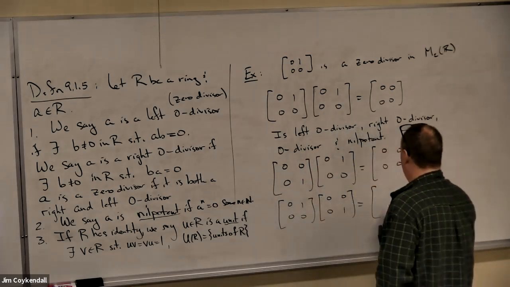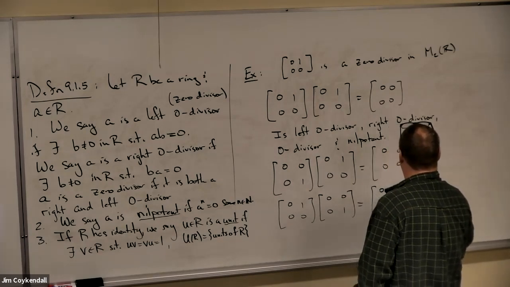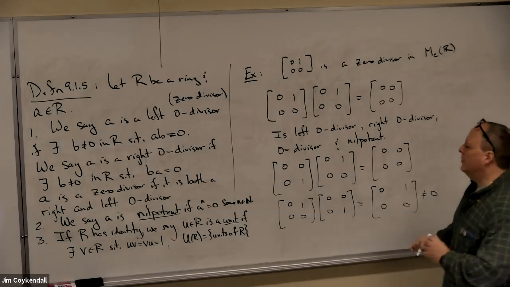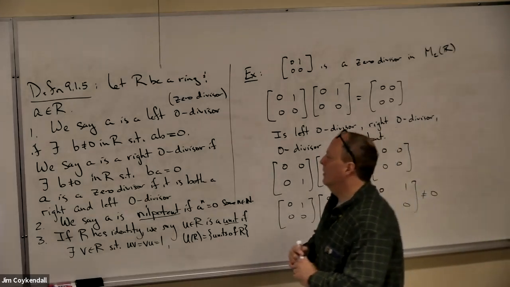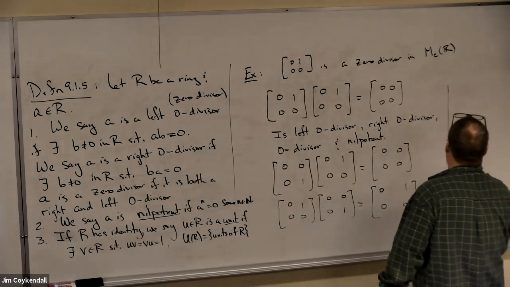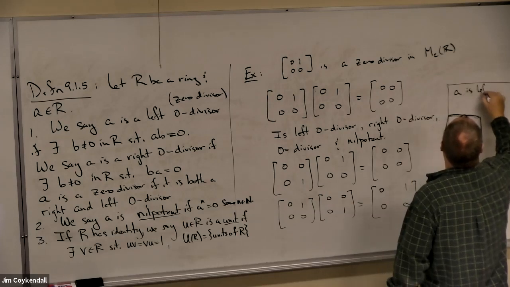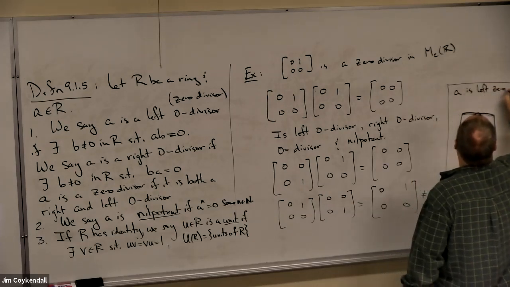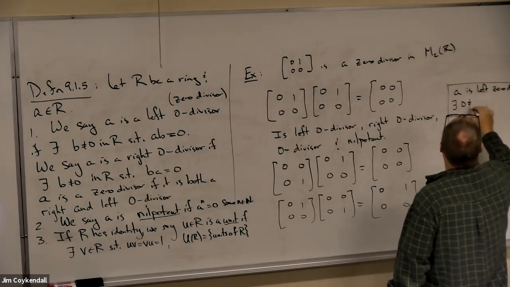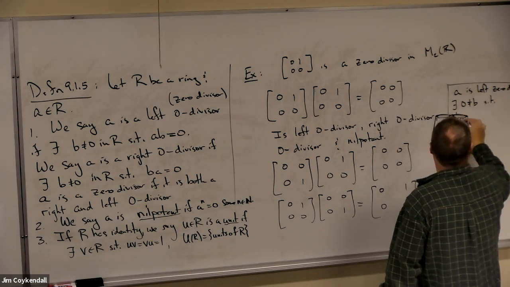Notice you get 0, 1, 0, 0. So the reason I do this example is this. A is a left zero divisor means there exists a non-zero B such that AB equals zero.